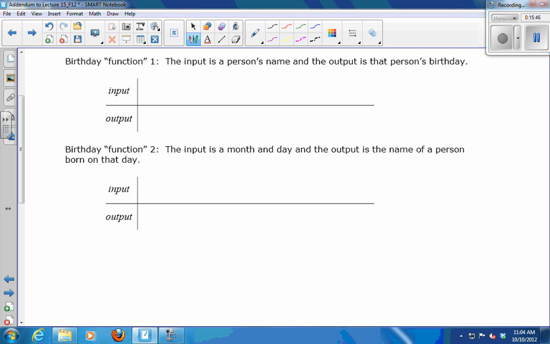Okay, so if I put down me, my output would be 10/7. Somebody, who else do we? Andrew, what's your birthday? 12/16. And what's your last name again? So A. S. Somebody else give me their birthday. 12/18, and that's Dan Cleary, right?